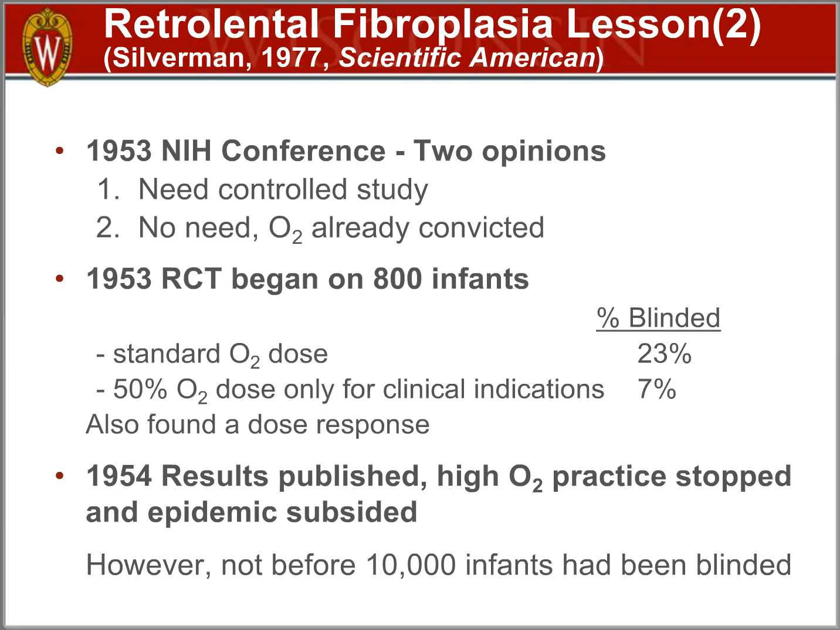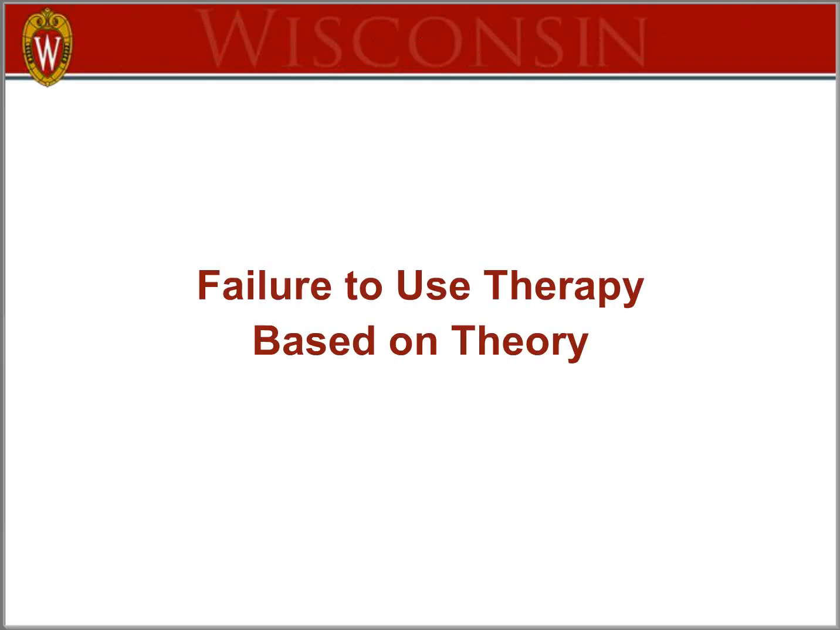And looking at the incidence of blindness, it was 23% for those given the standard high dose, versus only 7% for those given the lower dose. These results were published in 1954. The high-dose oxygen practice was stopped, and the epidemic subsided. However, meanwhile, it was estimated over 10,000 infants had probably been blinded by this practice. Sometimes the opposite happens. Sometimes we fail to use a therapy based on theory.